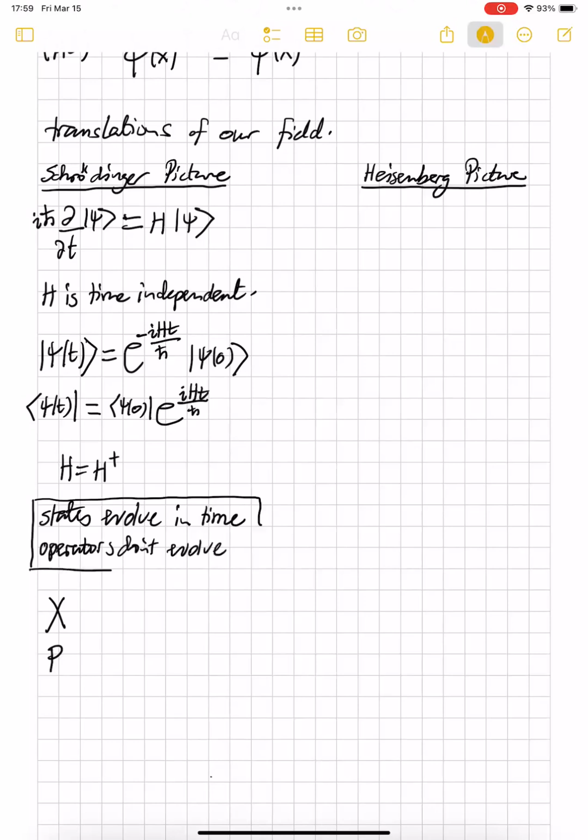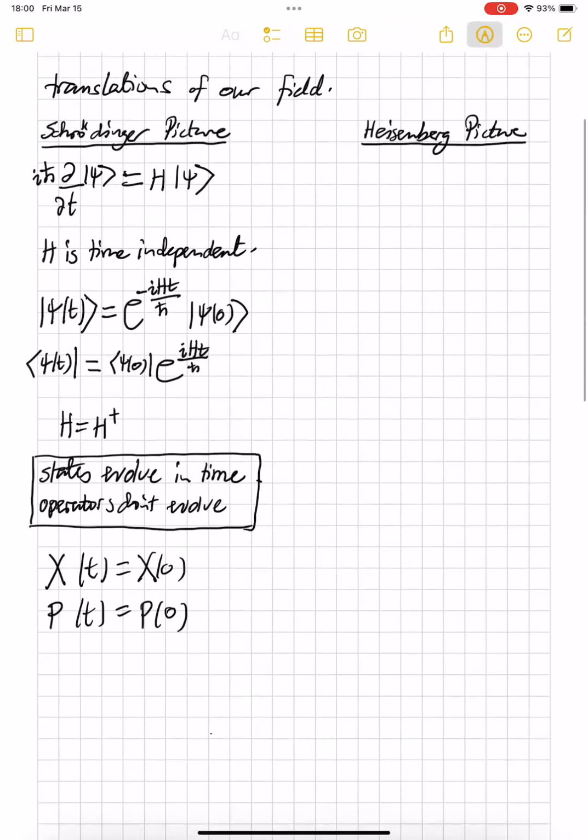Okay, so x of t was equal to x of naught, and p of t is equal to p of naught. This is in the Schrödinger picture. This shouldn't be very surprising to you.